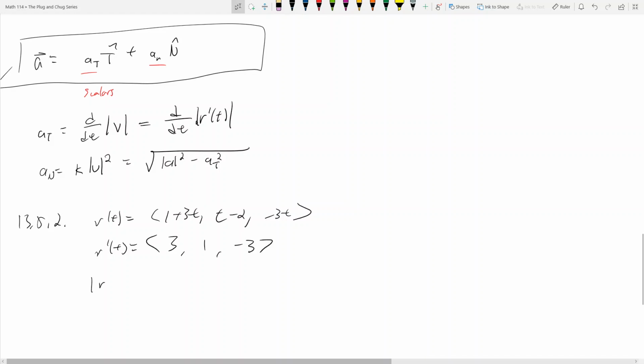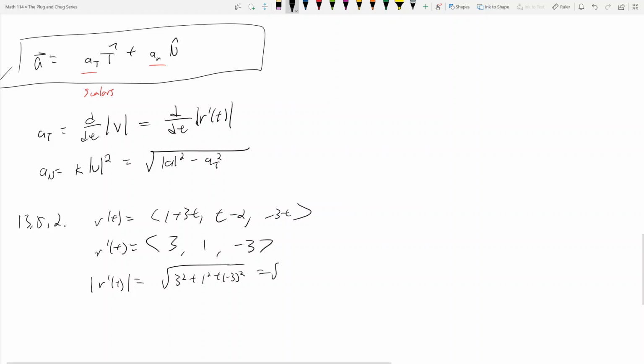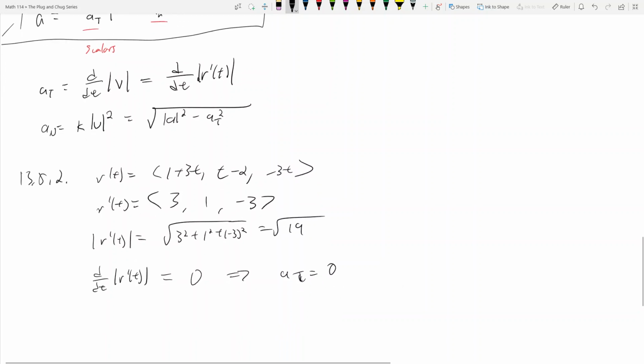And what's the magnitude of r prime of t? That's equal to the square root of 3 squared plus 1 squared plus negative 3 squared, which is 9 plus 1 plus 9, which is root 19. And what's the derivative of that? We're taking the derivative of root 19, which is a constant, so that derivative is 0. This implies that AT is equal to 0. So the tangential component is going to be 0.